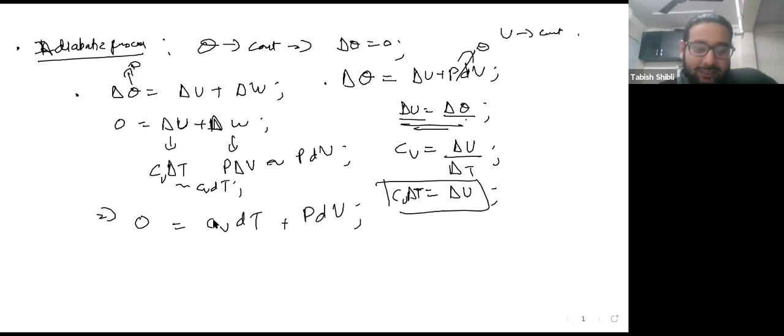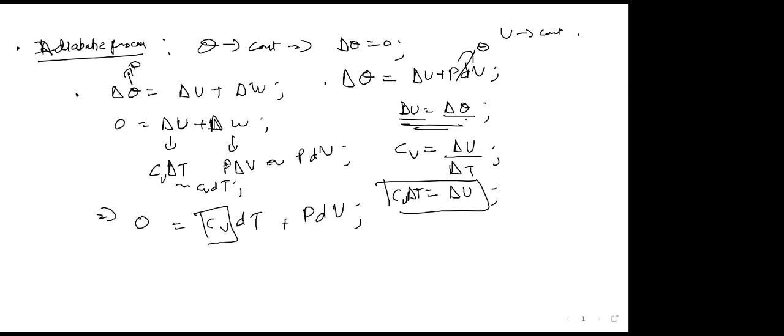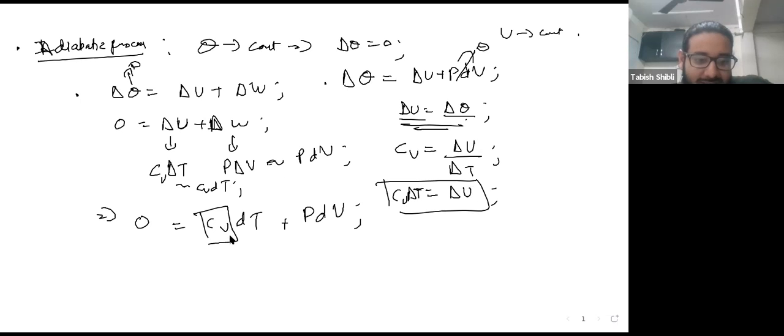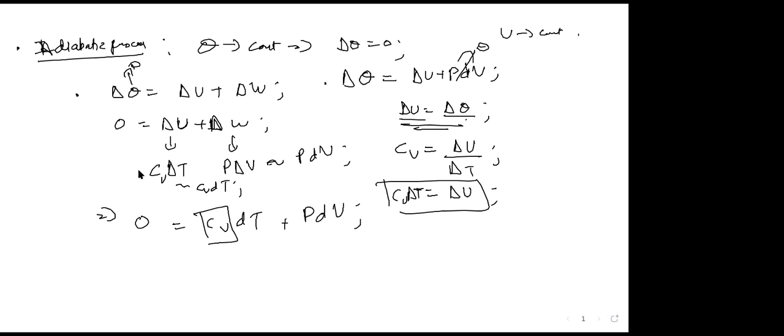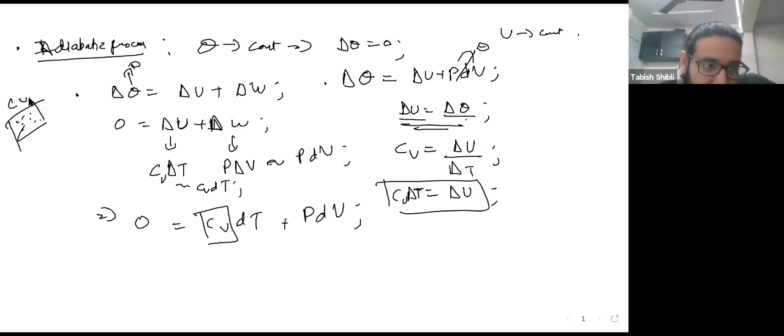You will have some Cv for the gas, right? When I write Cv here, this doesn't mean that my volume is constant. The gas itself, whatever gas this is, will have some value of Cv. So that is what I'm saying here. Because this statement is true, I can write delta U as Cv dT.